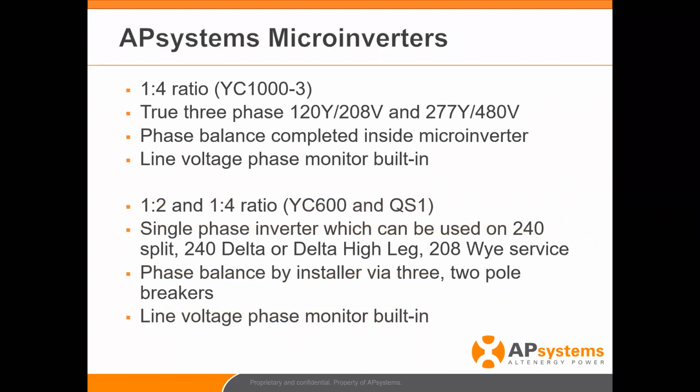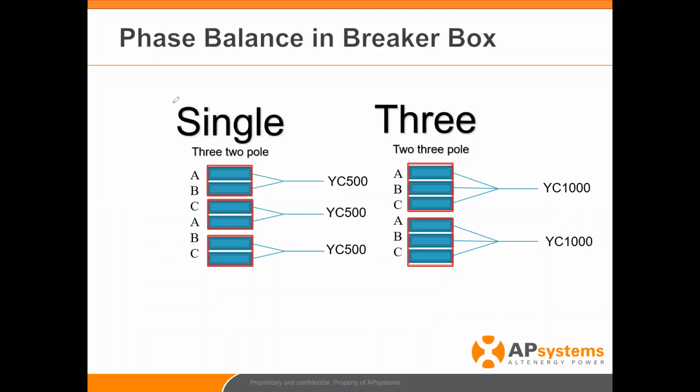As an example, if you're using a single phase inverter, like I said, you're using your 3 2-pole breakers. So phase A would connect to line 1 of a single phase inverter. Phase B would connect to line 2. Phase C would connect to line 1 of the second inverter. Phase A connects to the second inverter's line 2. Phase B, 1, C, 2. And as you can see, we've got a balance now.